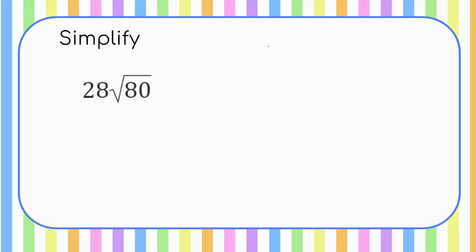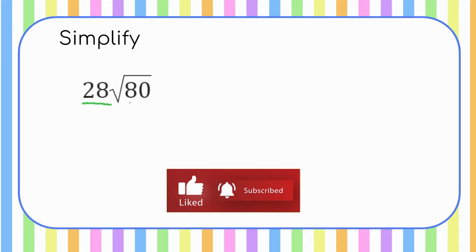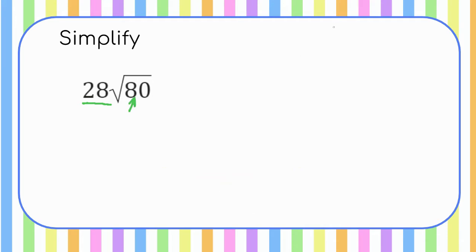In this video, we are going to simplify a radical. Now, friends, I want you to notice here in this radical, we do have a number outside of the square root, but we're not going to work with that at first. We're just going to focus on this 80 for now. And I'm going to do something called a factor tree.